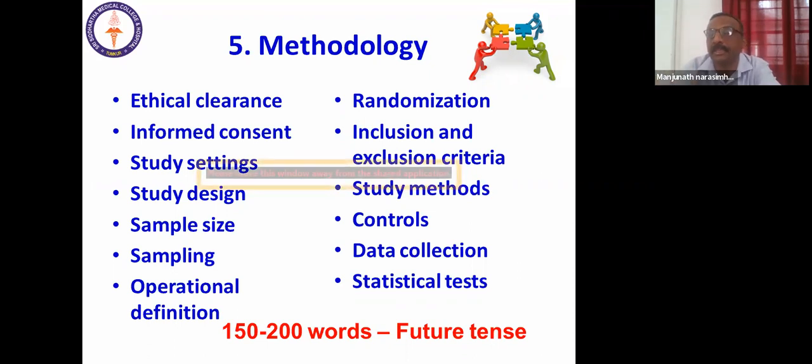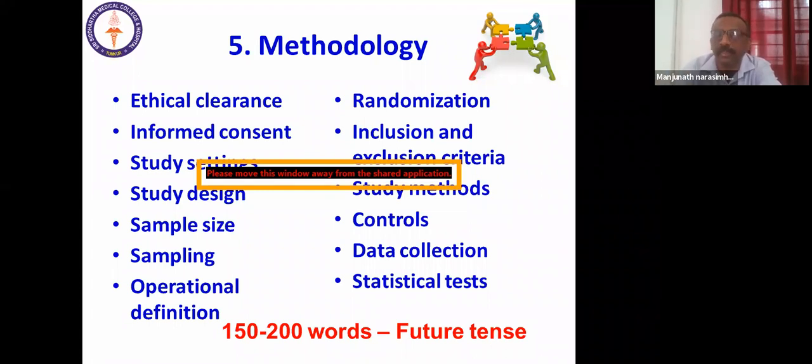I will be doing like this. I will be randomizing. So it should be always in the future tense. Do not write in the past tense. "Were done, were allotted" indicates immediately that it is already done and you have copied from somebody else. So you have to be very careful about that. One by one, just in brief about that.